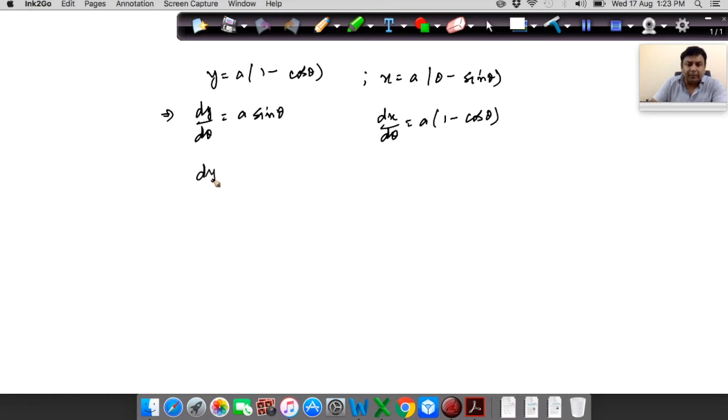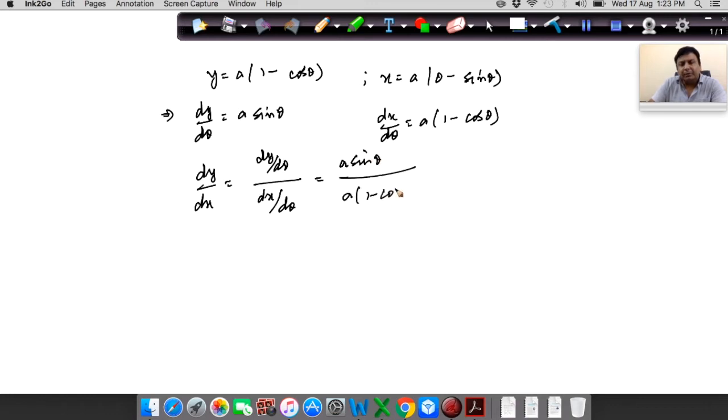So dy by dx by parametric differentiation is dy by d theta upon dx by d theta. Dy by d theta is a sine theta. Dx by d theta is a into 1 minus cos theta. So a cancels, we get sin theta upon 1 minus cos theta, which can be your answer for dy by dx. But we can simplify this further, so let's do that.